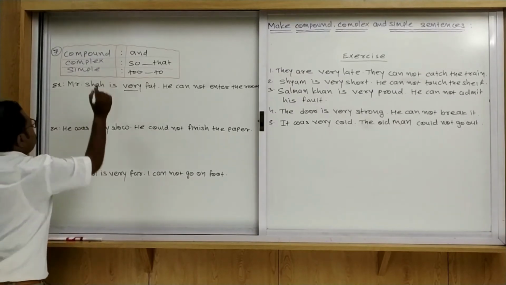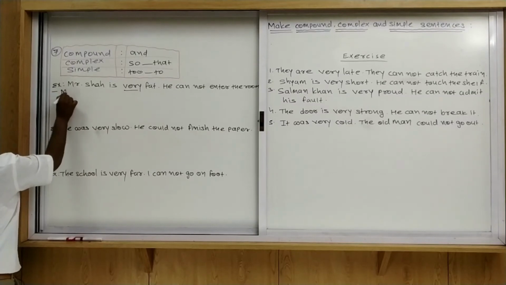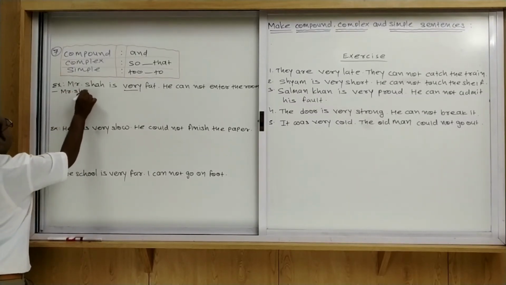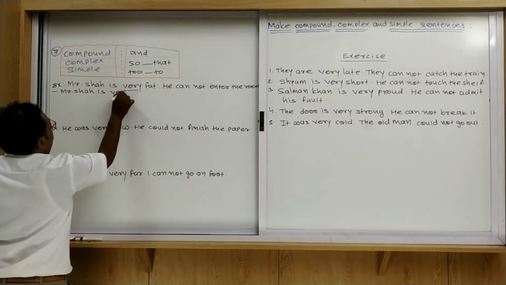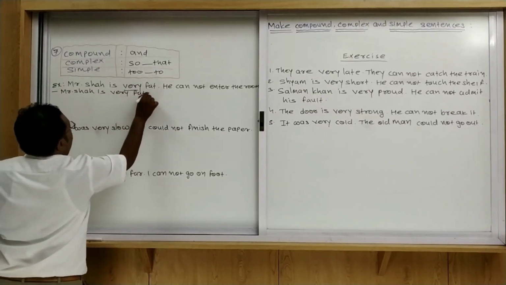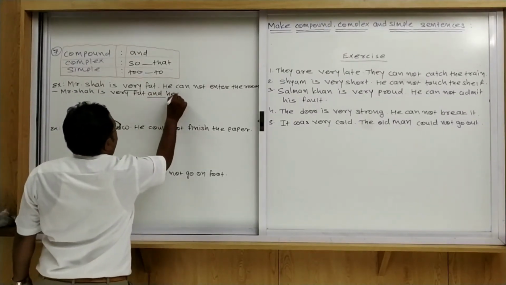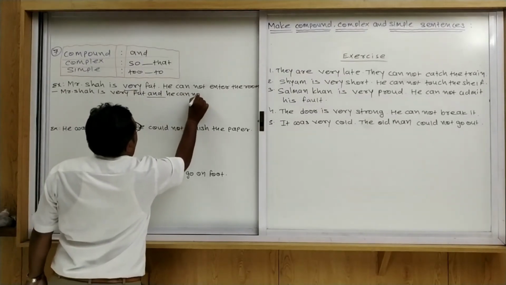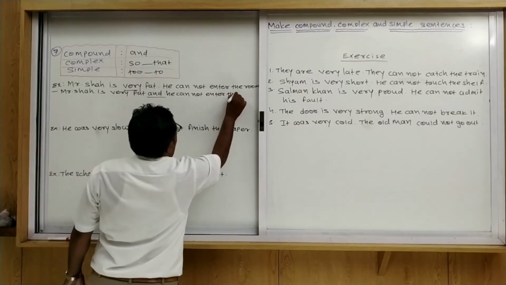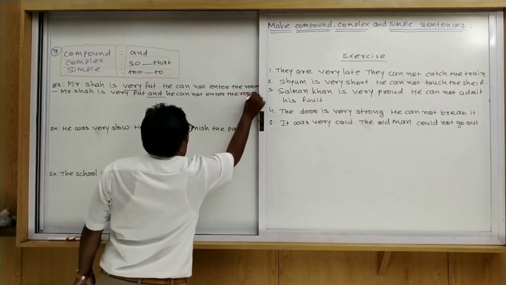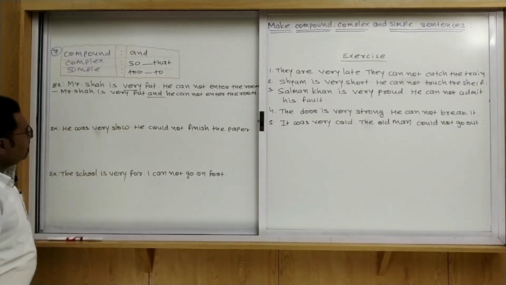Now we are going to use compound sentence. So first of all, Mr. Shah is very fat and he cannot enter the room. Okay, I use here only "and" to join the sentences.